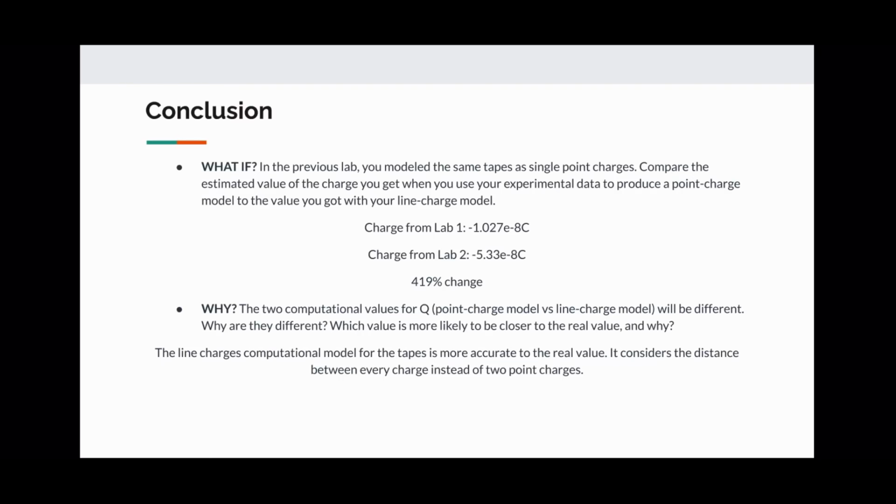Our why statement is: the two computational models for Q, point charge model versus line charge model, will be different. Why are they different? Which value is more likely to be closer to the real value, and why? The line charge computational model for the tapes is more accurate to the real value, in other words, this lab, Lab 2. It considers the distance between every charge instead of two point charges, unlike Lab 1.